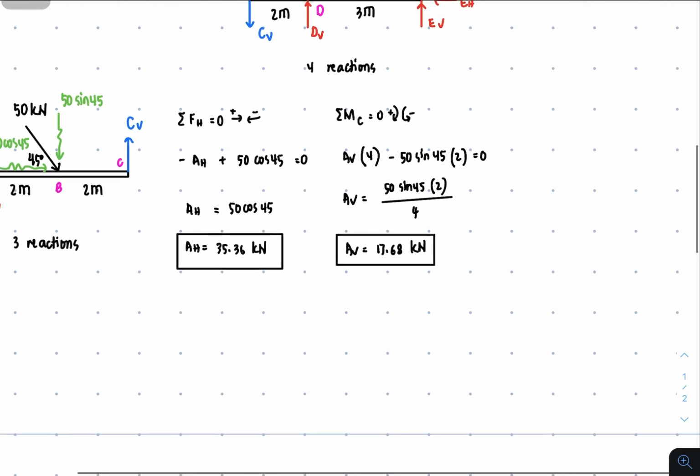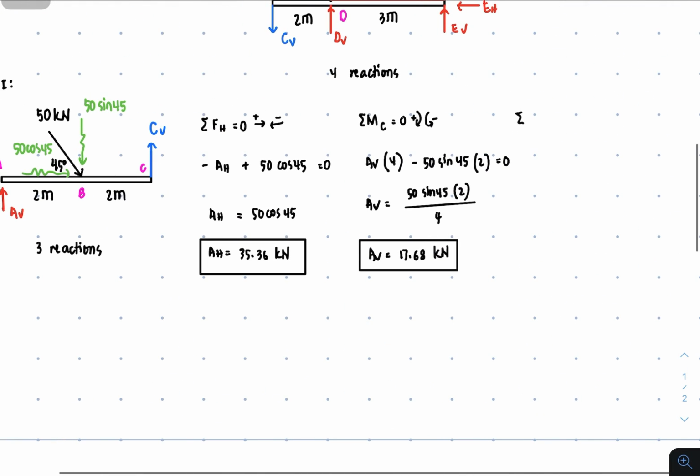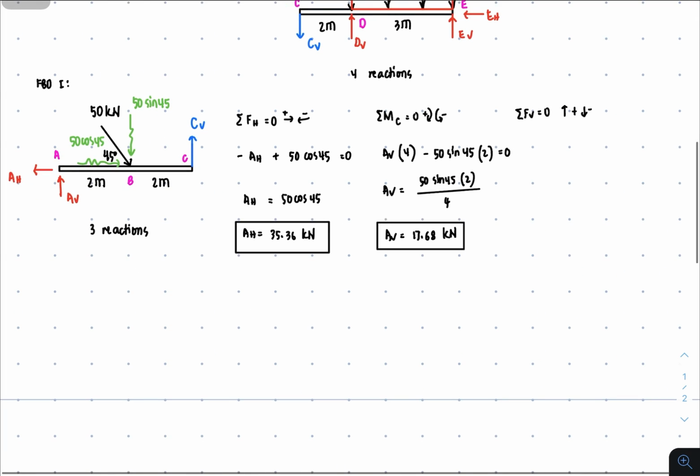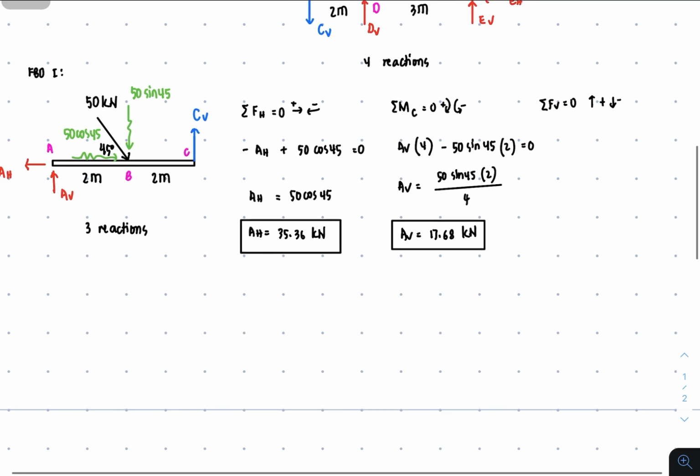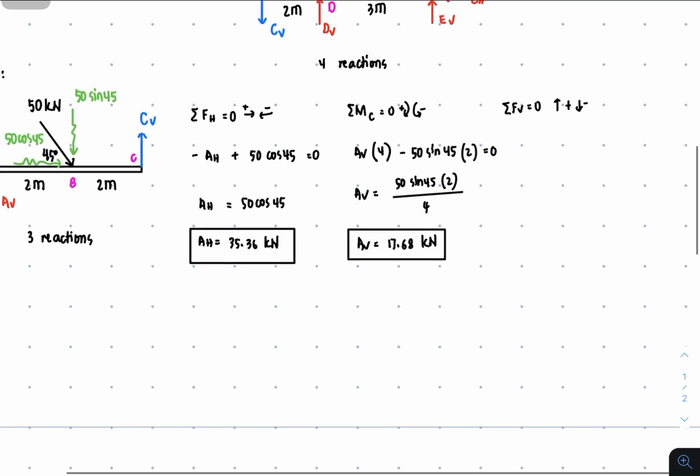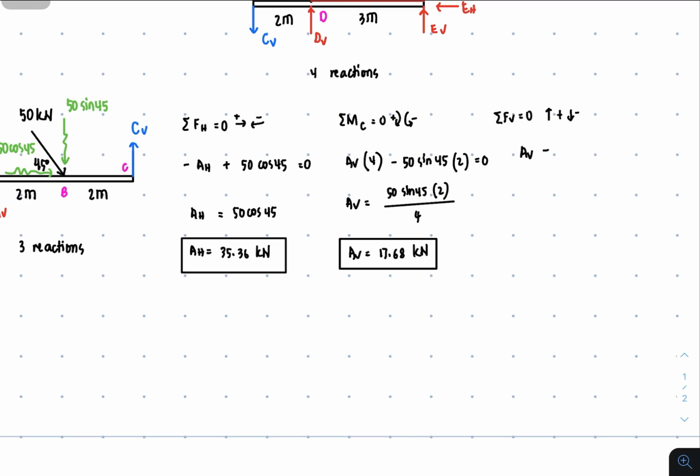Okay, next we're going to have the summation of forces vertical equal to 0, with upward positive and downward negative. So what are the forces on the vertical side? It's AV upward plus CV upward minus 50 sine of 45, and that's equal to 0. Substituting AV as 17.68, plus CV minus 50 sine of 45 equals 0.